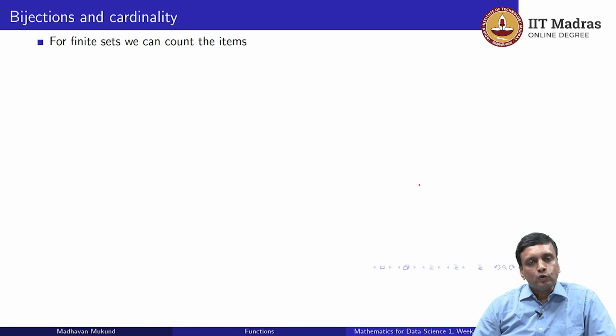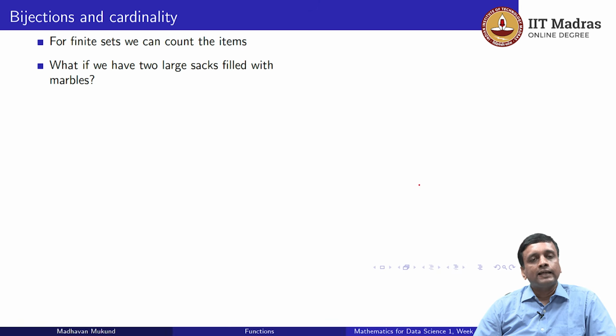An important use of bijection is to count the items in a set. Remember, we said that the cardinality of a set is the number of items, and if we have a finite set, we can count them. Now supposing somebody gives you two large sacks filled with marbles or balls and asks you to check whether the two sacks have the same number of balls each. Think of these sacks as sets and these balls as a large number of elements.